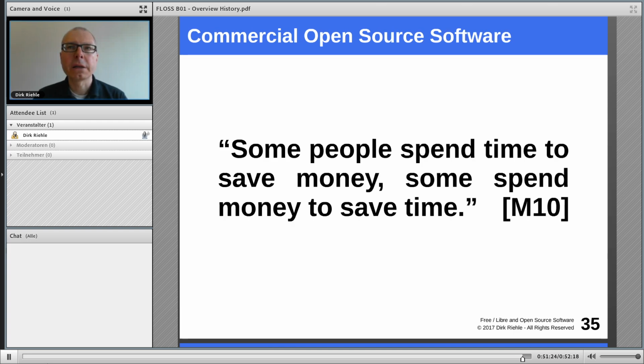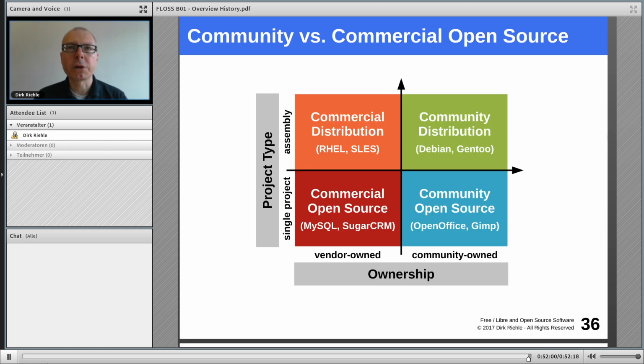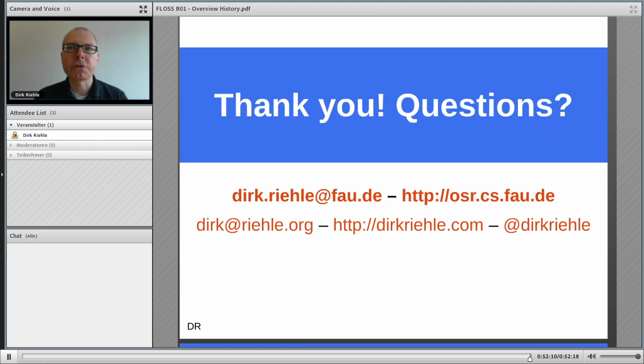And finally, since I already touched on it, there has been a fair bit of business model innovation around open source, captured here by a quote from Martin Mickos, the CEO of MySQL while it was still an independent company: some people spend time to save money, some spend money to save time. That's why customers would pay for a commercial license and support services at MySQL, even though there was a freely available open source version. It leads to different models and project types, and I will revisit this later.